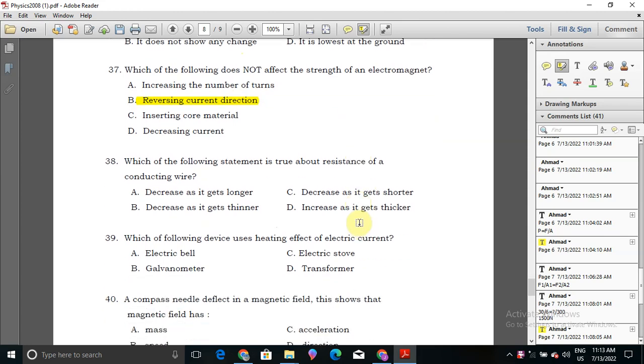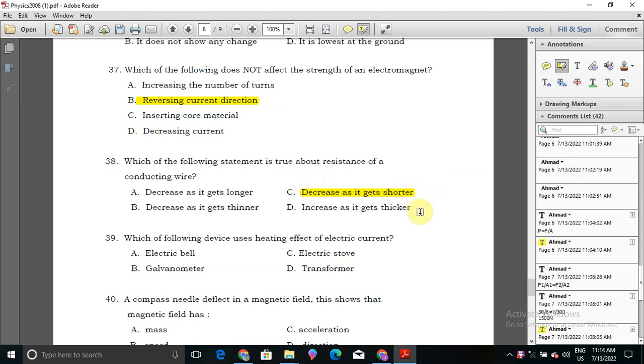Okay, now question number 38 says, which of the following statements is true about resistance of a conducting wire? Decrease as it gets longer, or decrease as it gets thinner, or decrease as it gets shorter, or increase as it gets thicker? The answer, of course, will be decrease as it gets shorter. Why? Because it says resistance of a conducting wire. When it's getting shorter, it will decrease. So the correct answer for question number 38 is choice C.